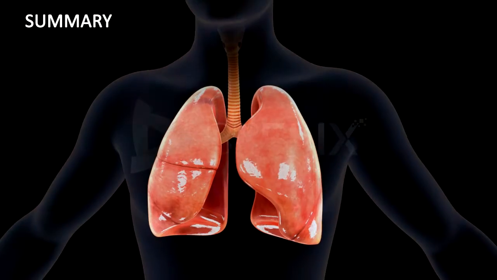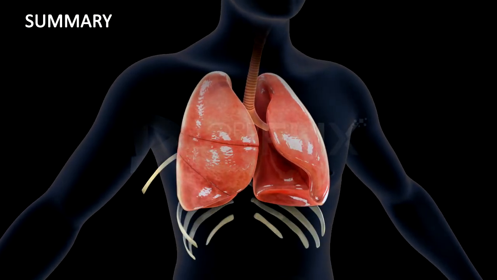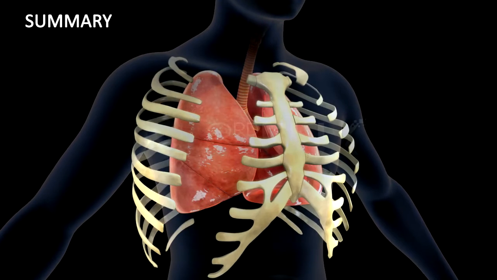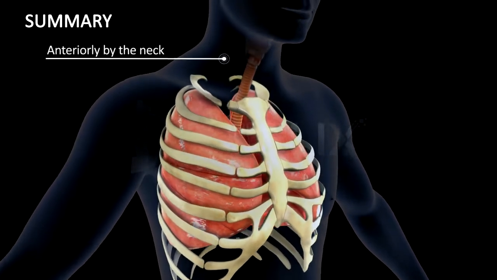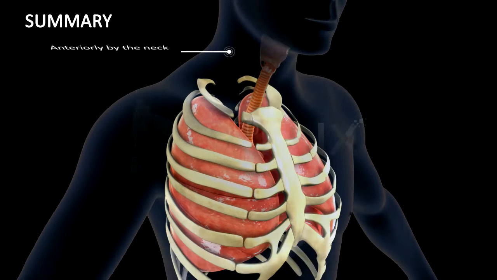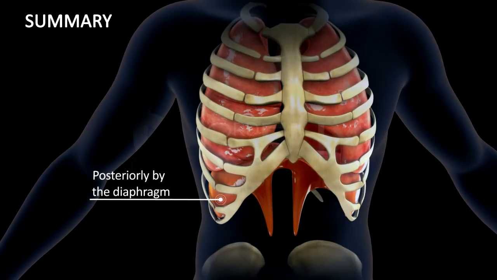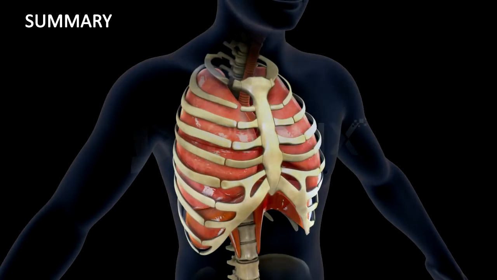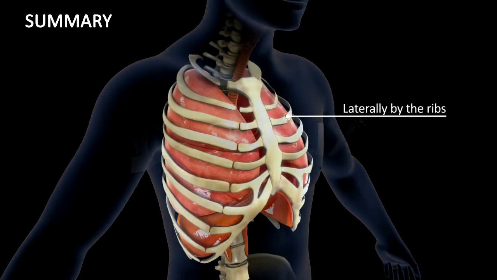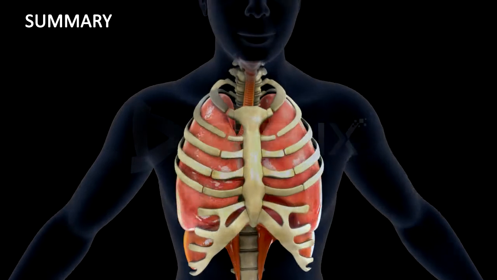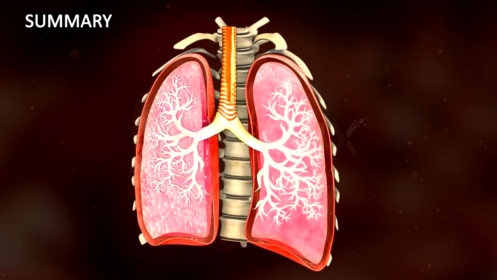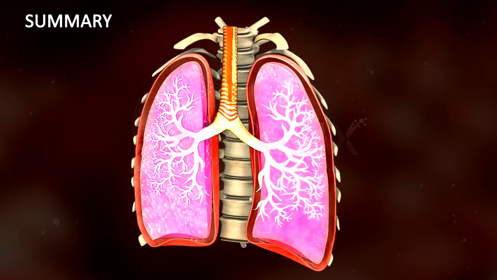The lungs are located in the thoracic cavity. The thoracic cavity is anatomically an airtight chamber bound anteriorly by the neck, posteriorly by the diaphragm, dorsally by the vertebral column, ventrally by the sternum, and laterally by the ribs. The lungs are solid and spongy. They have no central cavity.